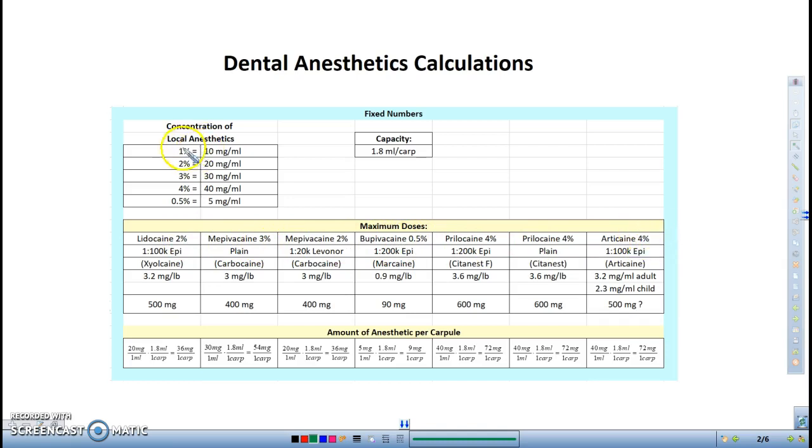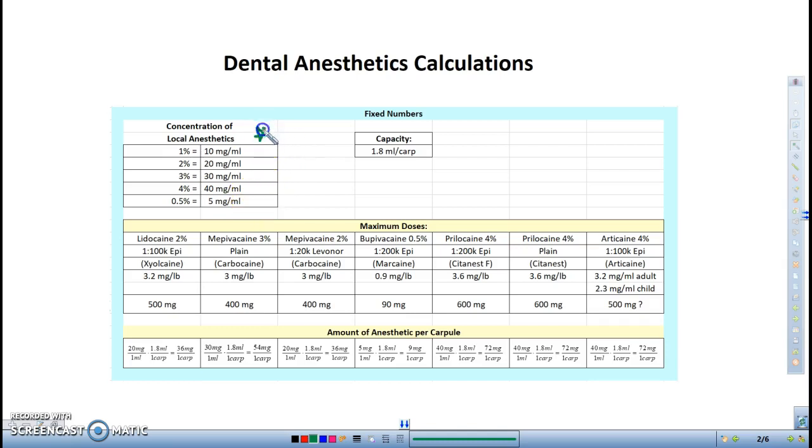The first thing I learned was the concentration of local anesthetic. For each one of these drugs in the solution, a 1% solution is the same as having 10 milligrams of the drug in every milliliter. And 2% means you've got 20 milligrams per milliliter. 3% means you've got 30 milligrams per milliliter. 4% means you have 40 milligrams per milliliter. So what they're doing is taking each percentage and multiplying by 10. If you have 0.5%, which is on this drug right here, multiplying by 10 becomes 5 milligrams per milliliter. Now that's something that's very easy to memorize.